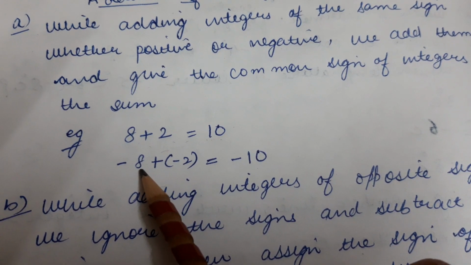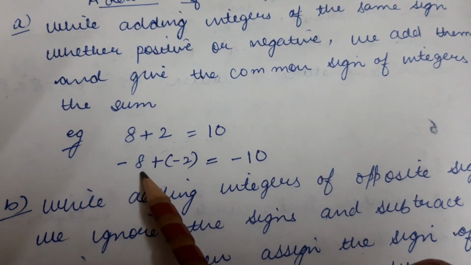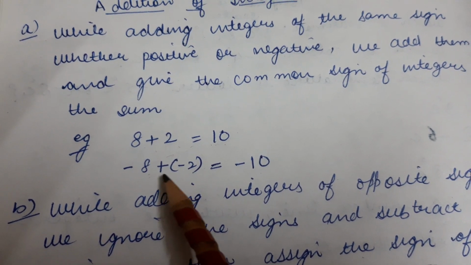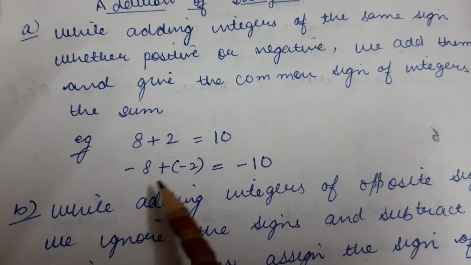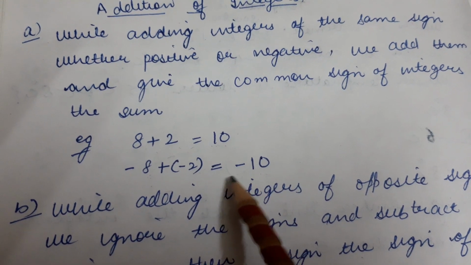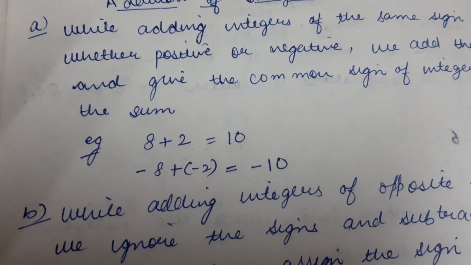Next, if I am adding minus 8 and minus 2, means minus 8 plus minus 2. Then what we do? We add 8 and 2. 8 plus 2 is 10 and we put the common sign minus 10. So the answer is minus 10.